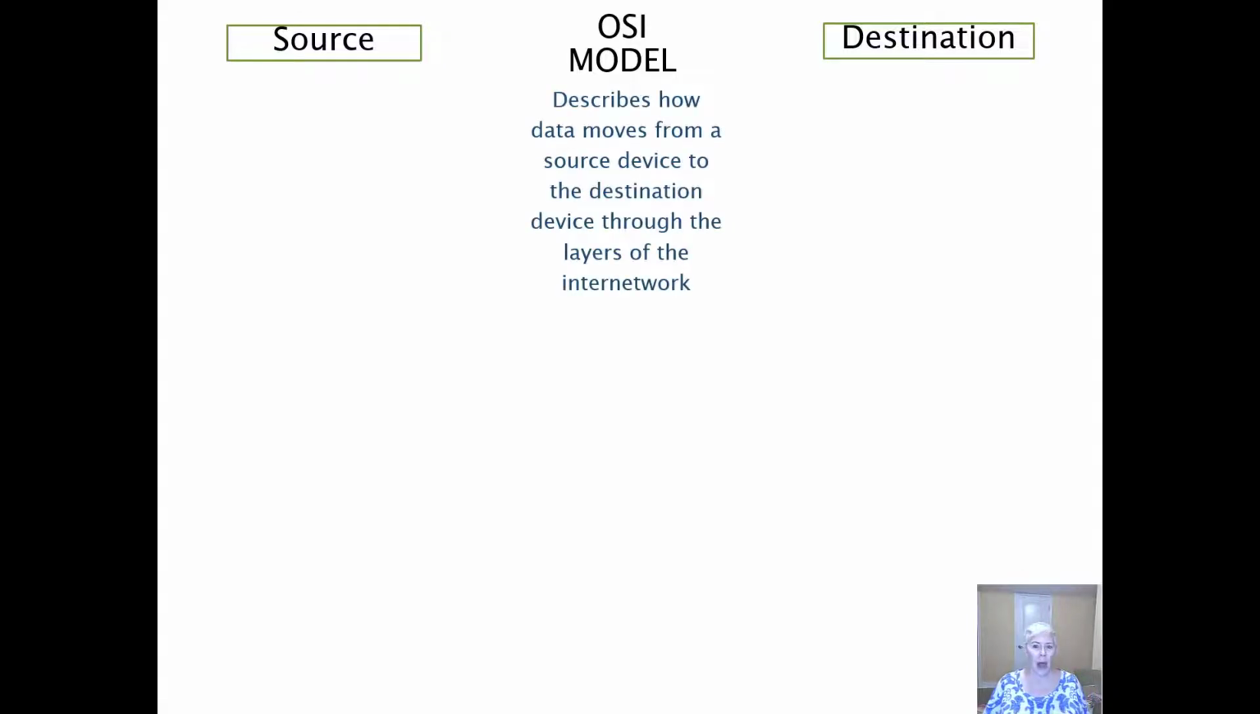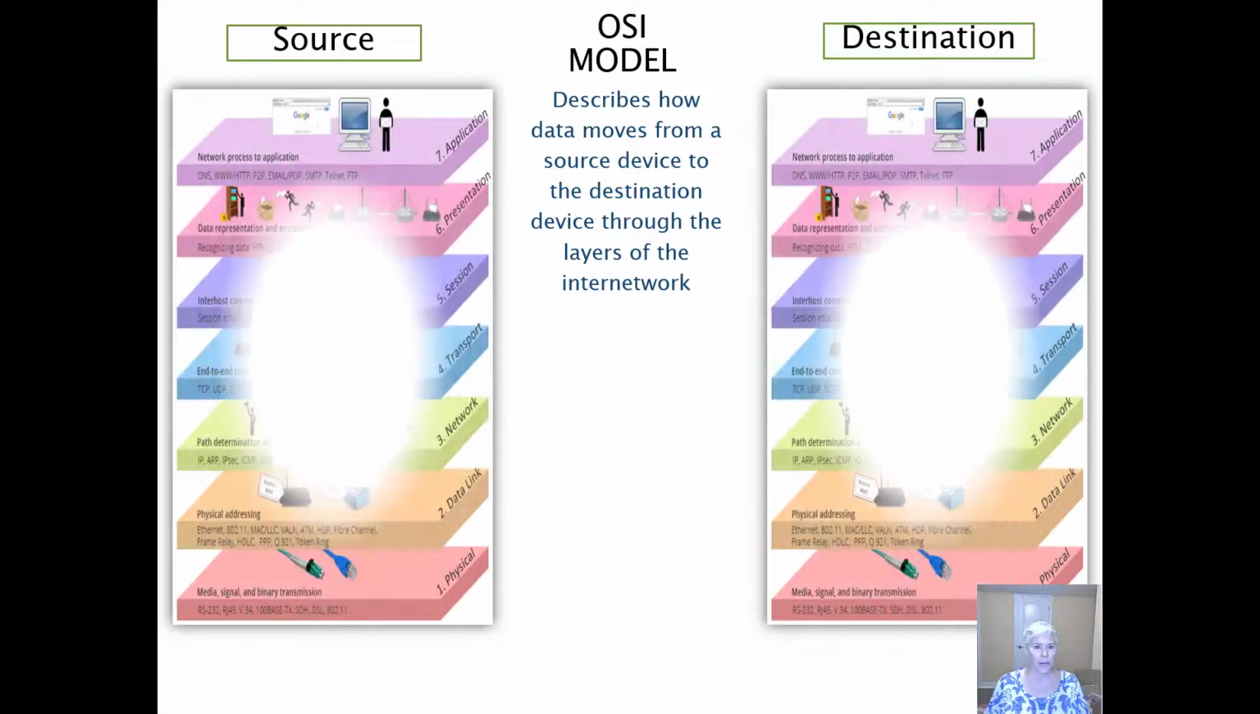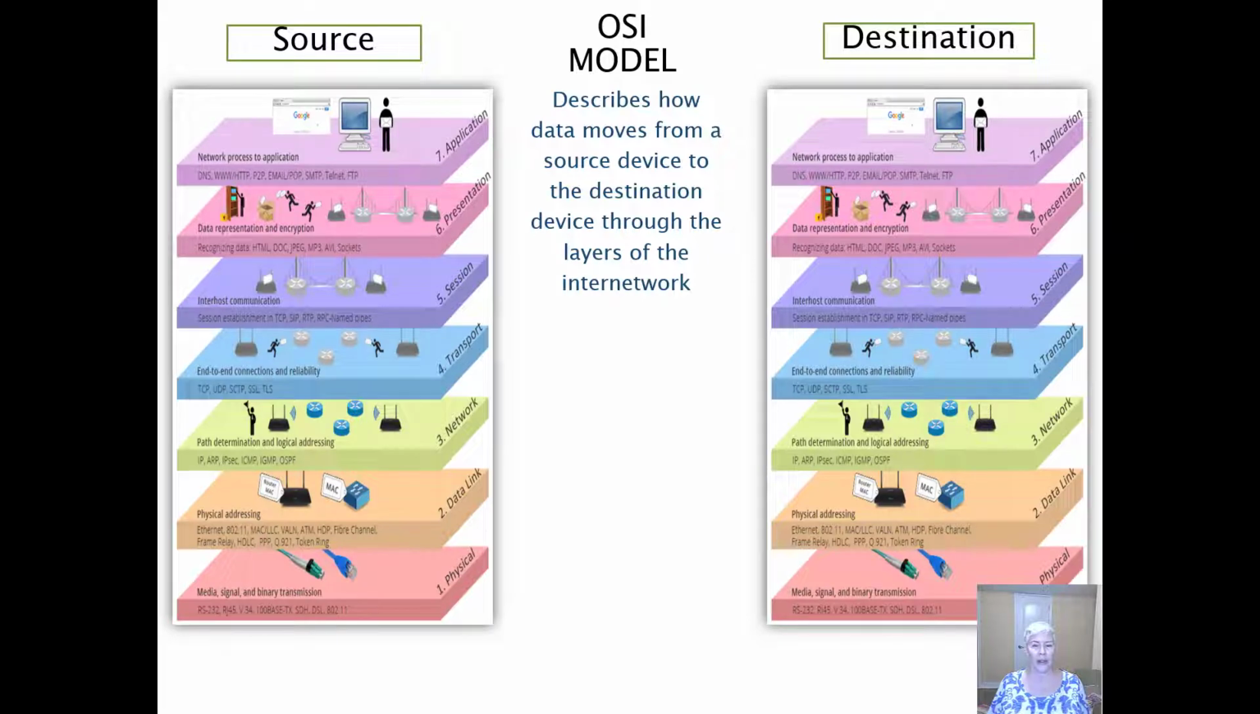The OSI model describes how data moves from a source device, let's say my computer, to the destination device through the layers of the internetwork. Again, let's just say my computer and I'm trying to send an email. That would be the destination. The OSI model will have 7 layers that function on my side, the source side, as well as the destination side. And then that's going to be connected with something called the media or the channel.